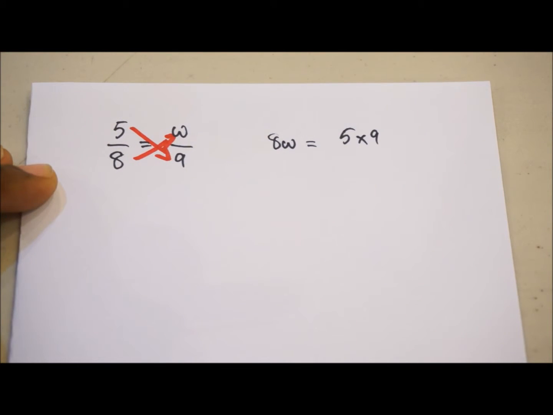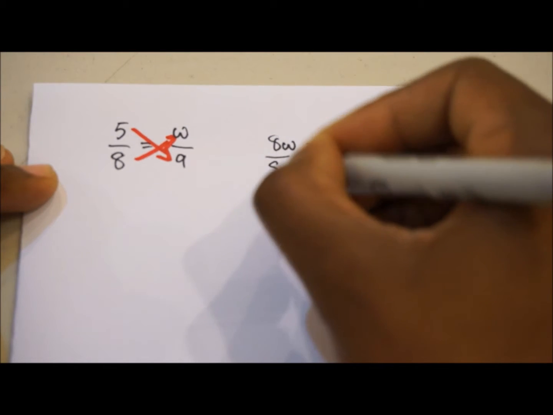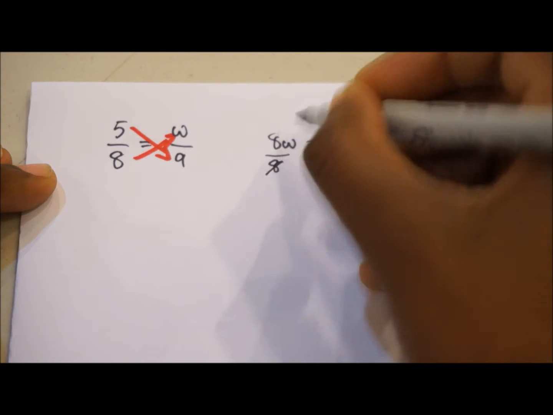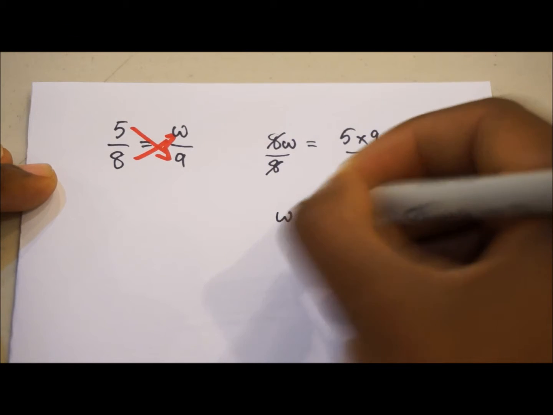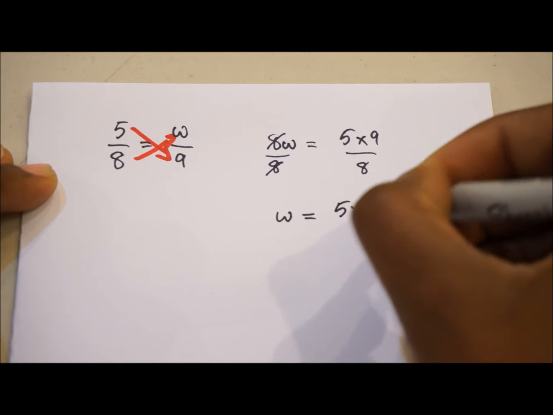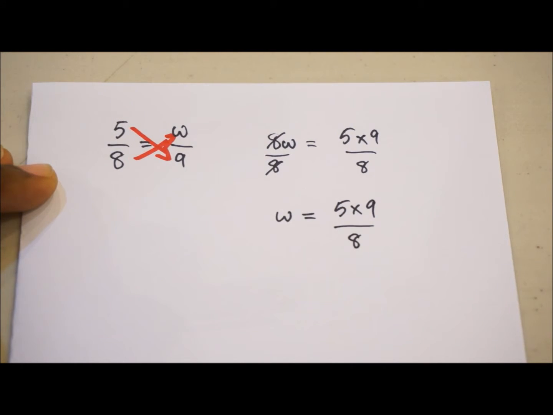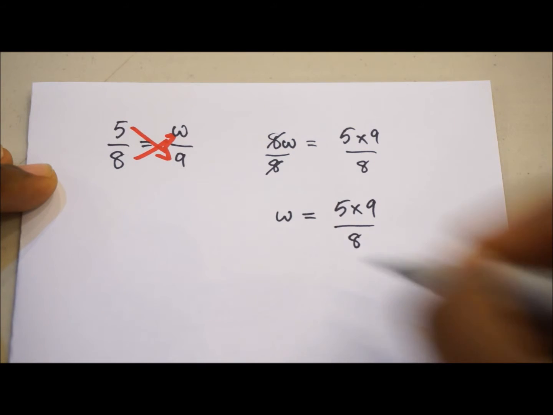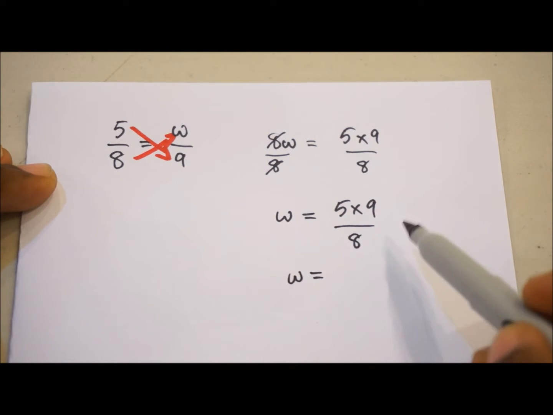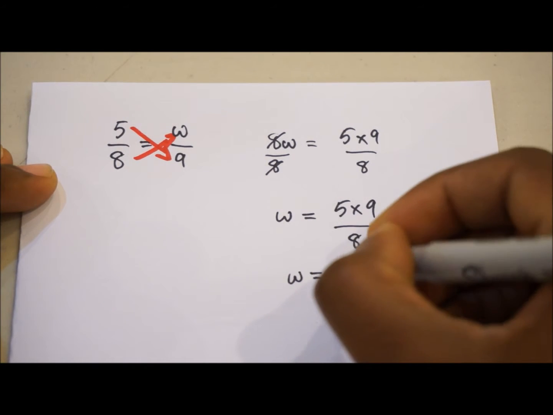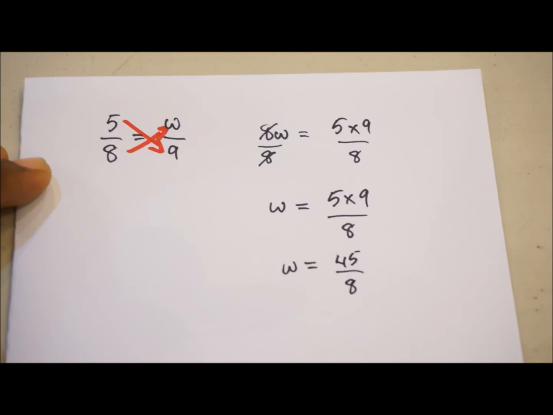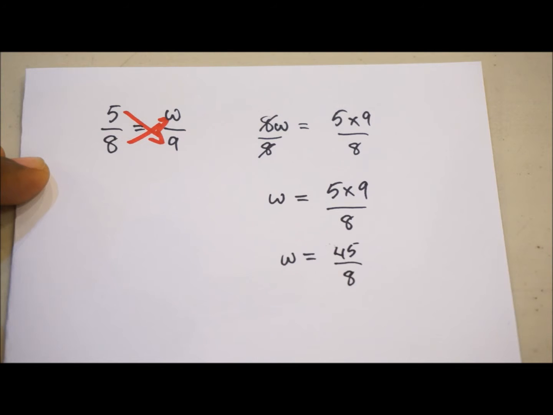Remember from algebra again, if we want to isolate the w, if we want to get w by itself, we need to divide by 8 on both sides of the equation. Therefore, I divide by 8 here, and I divide by 8 here. This 8 cancels out the other 8, therefore I'm left with w equals 5 times 9 over 8. In this case, nothing can be cancelled out. Therefore, I can simply work out my problem. W is 5 times 9 is 45 over 8. Therefore, W in this proportion is 45 over 8.